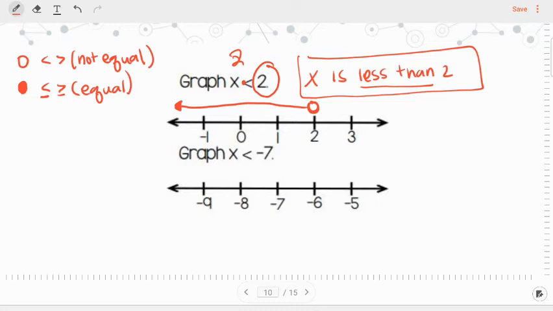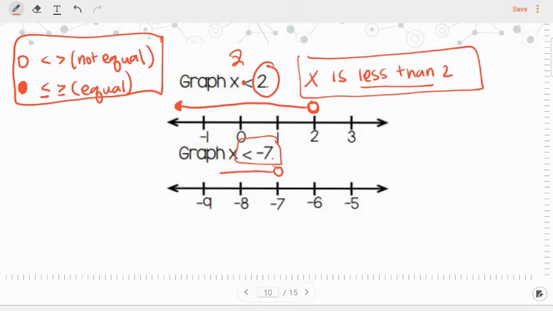So let's test on this next one. Do I want to fill in the dot at -7? The answer is, it's not equal, so it's going to be a hollow dot. Now this is something I hope you write down, a little note to yourself. It'll help for future assignments. I want it to be smaller than. So what direction is less than? Well, remember, to the right is greater than, to the left is smaller than.